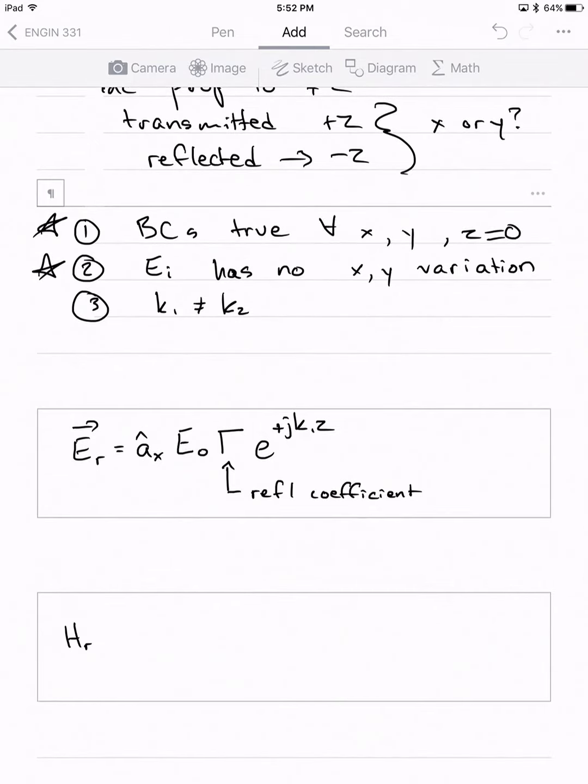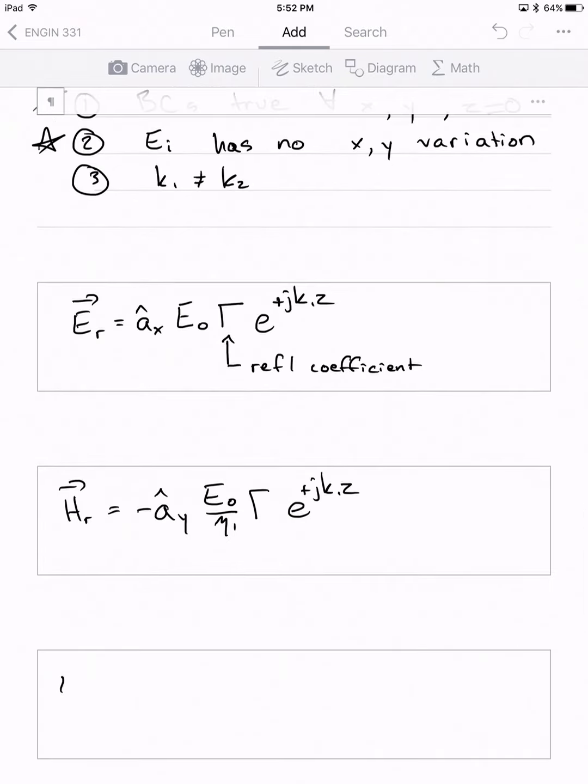Similarly, H sub r is going to be minus a hat y, because minus z direction, so we have to flip the sign of the H field. E naught divided by eta 1 times gamma, so that gives us the amplitude, e to the plus j k1 z.